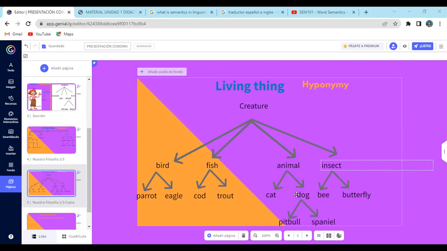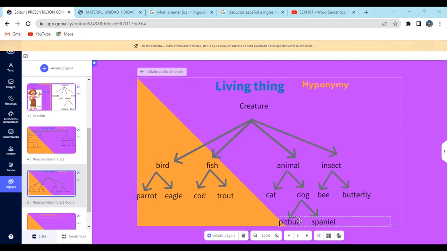So here I am talking about dog, but I am explaining the different kinds of dog that we have. We have pitbull, we have spaniel, and you can create different kinds of diagrams. You can add there the different kinds of insect. You can describe the different kinds of fish, and you can describe the different kinds of bird.